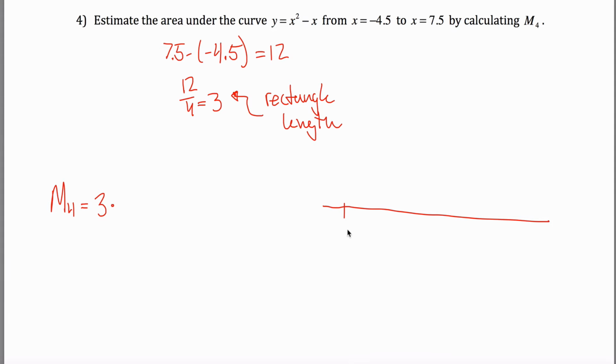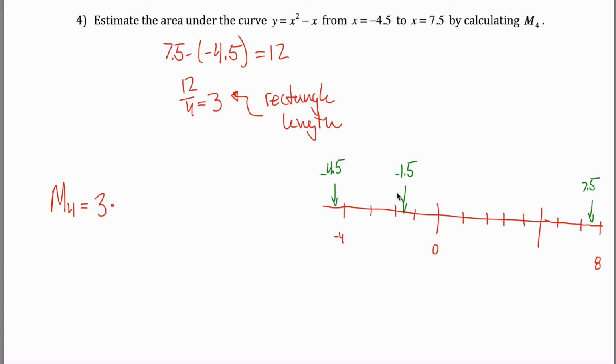So here is negative 4, negative 3, negative 2, negative 1, 0, 1, 2, 3, 4, 5, poorly planned, 6, 7, 8, fine. So I'm talking about, maybe in a different color, negative 4.5 all the way up to 7.5. And each of my rectangles has length 3. So my first rectangle goes from negative 4.5 to negative 1.5.